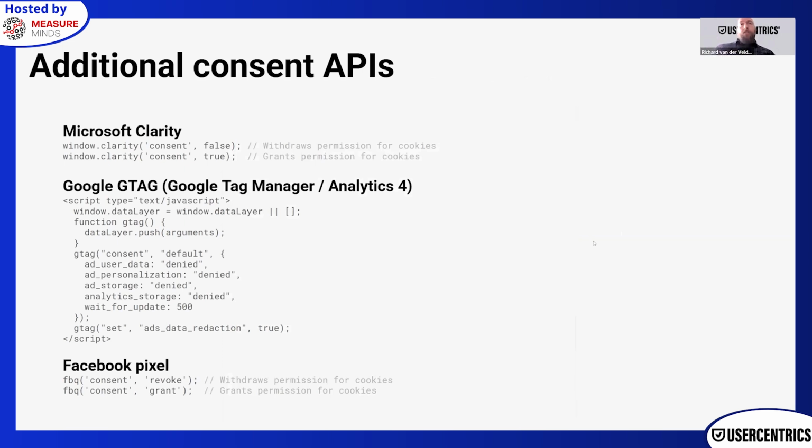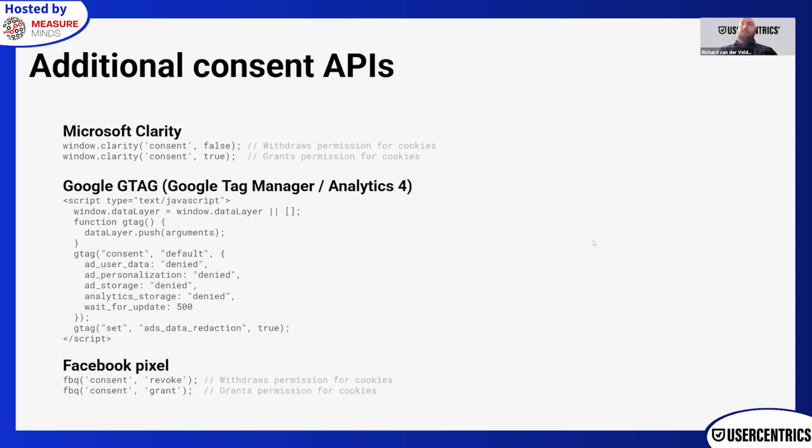Google Tag Manager, that's the one probably most of you know. Facebook Pixel, and you can see that the syntax is very similar. It's always the object where you deposit your consent data, which you use to communicate to the platform, and then it always starts with consent, and then either true or false in the case of Microsoft Clarity, or revoke and grant in the case of Facebook Pixel. And with Google Tag Manager, it's just a lot more granular, but it's denied and granted.